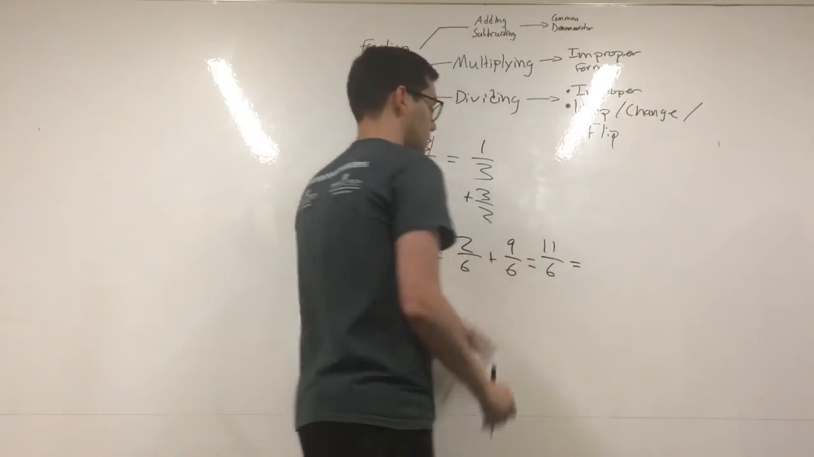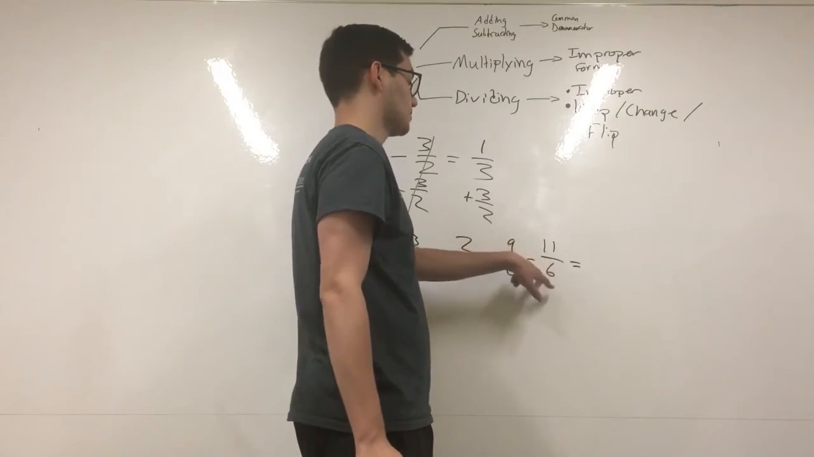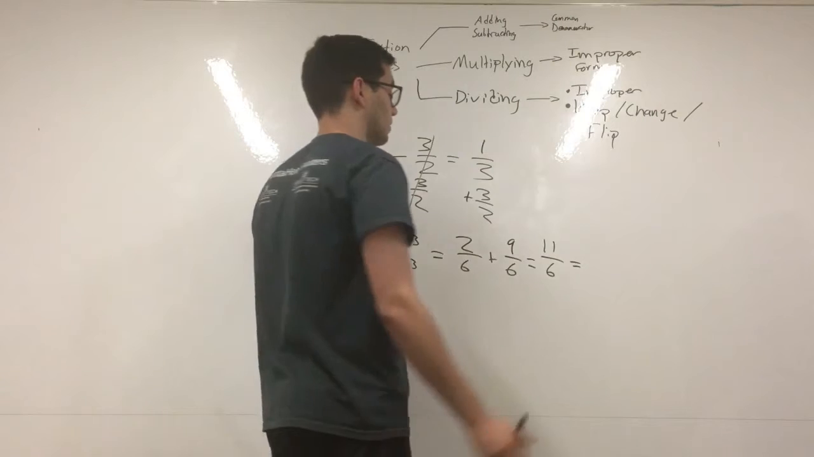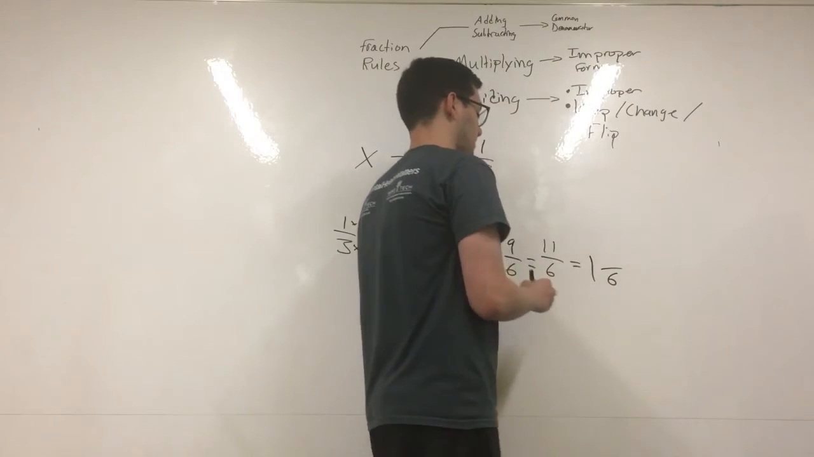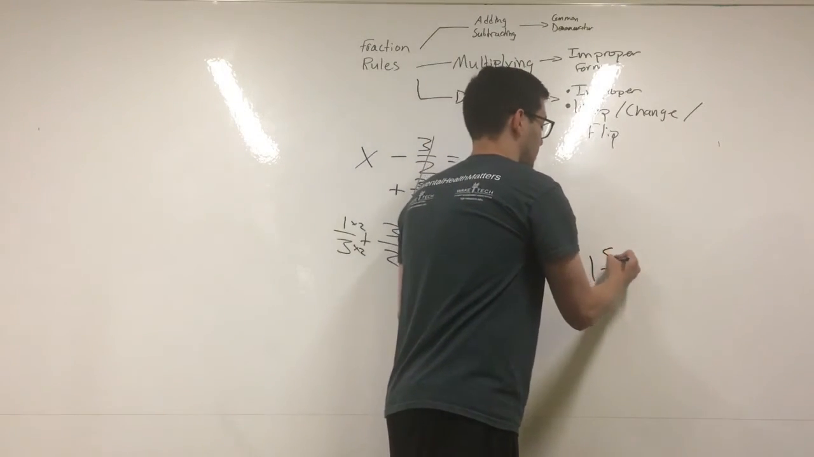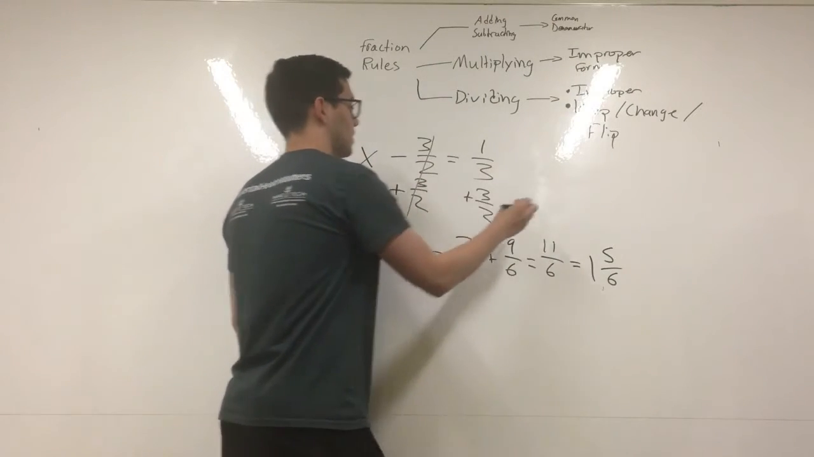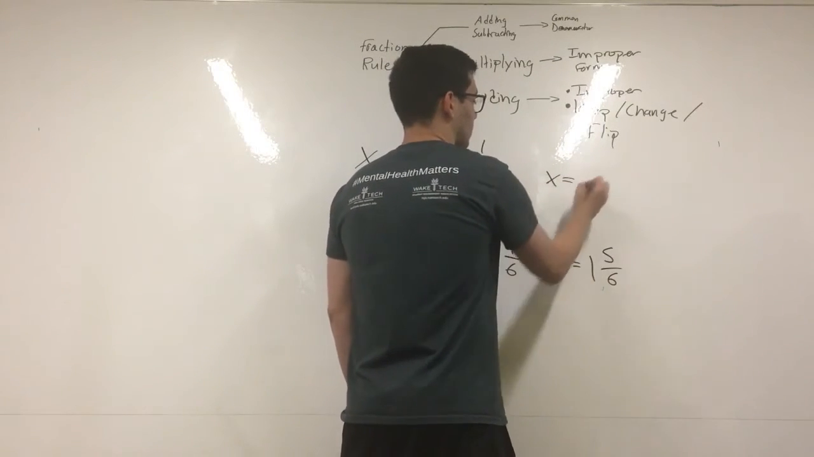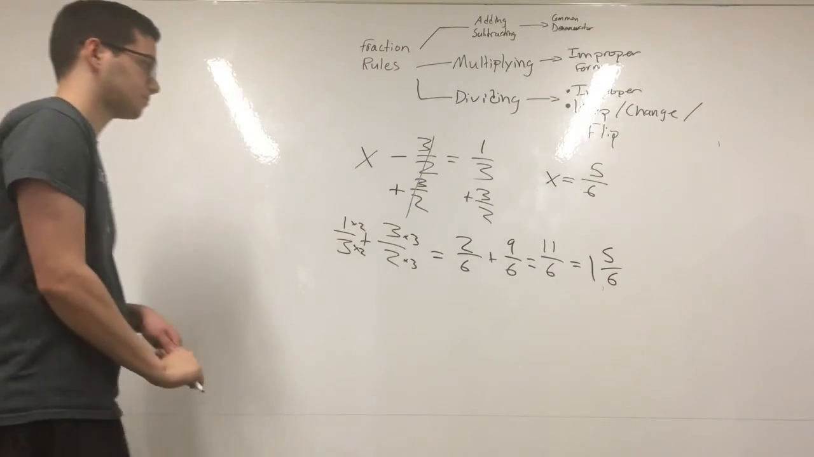So obviously I change this to a mixed number. Now 6 times 2 is 12, so I can only go in once. And denominator stays the same. 6 times 1 is 6, 11 minus 6 is 5. So that would be my final answer. So x in the end would equal 5 over 6.